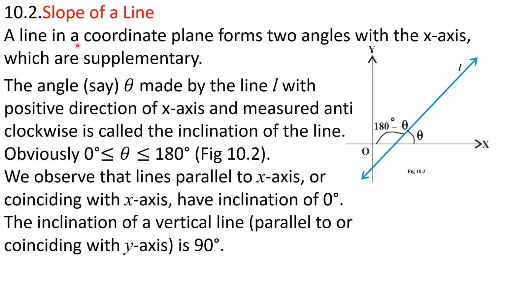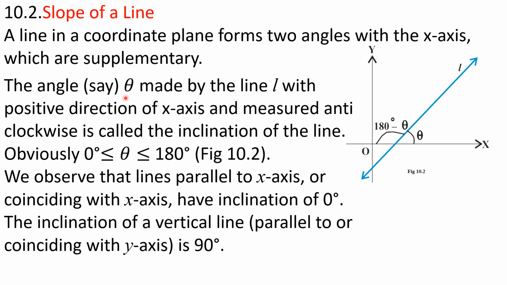So a line in the coordinate plane forms two angles with the x-axis, which are supplementary. If you observe this figure 10.2, you can observe these 2 points. If a line is making an angle of theta with the positive x-axis, then the remaining angle is 180 degrees minus theta. So they are supplementary. Do you remember that point, my children? What is meant by supplementary angles? Yes, the sum of the two angles is equal to 180 degrees.